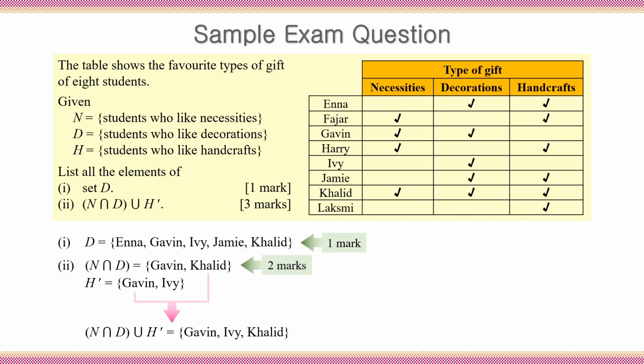By listing only Gavin and Khalid, you get 2 marks. Listing all 3 students including Ivy will give you 1 more mark.